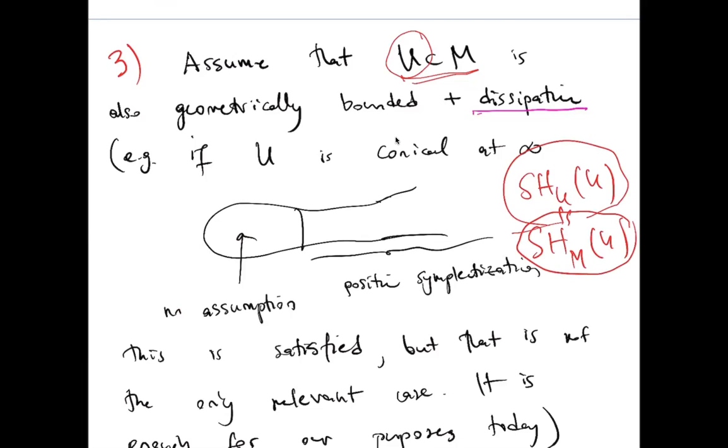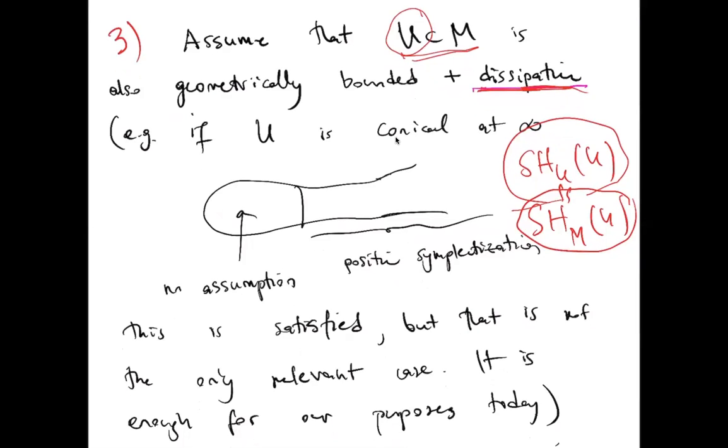So in order for this to happen, there is some extra condition on U that we have to assume. That it also has to be what Yoel Groman calls dissipative. So this is his expertise. So if U is conical at infinity, meaning that it looks like the positive symplectization of a contact manifold, then this property is satisfied, for example. But it's satisfied more generally than that.